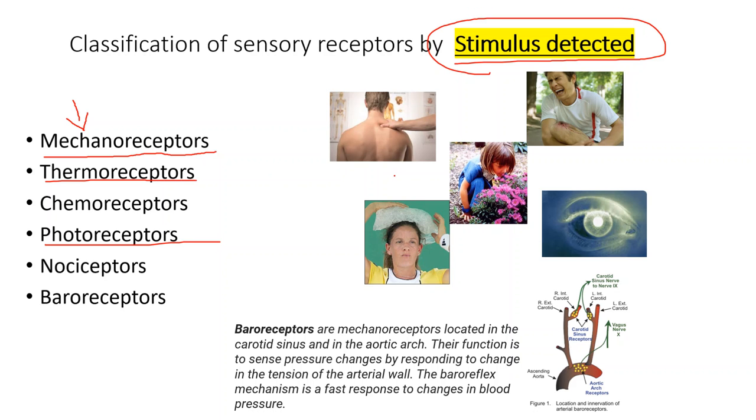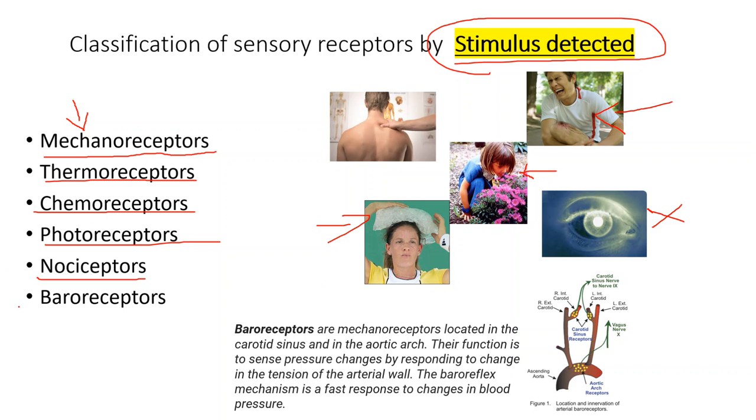Thermoreceptors will sense change in temperature. Okay, chemoreceptors are able to detect chemical molecules. When you are smelling flowers, there are these molecules that are stimulating the chemoreceptors present in your nose. Photoreceptors detect light, okay, and nociceptors, they determine pain.